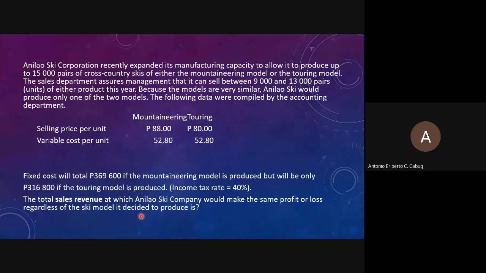Okay, you have 1 more minute. Tell me at what level of sales revenue would give us the same profit, whether you're going to use the mountaineering or the touring model in your production.